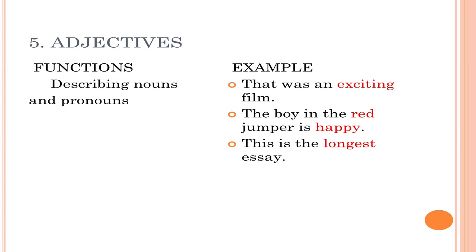Look at these examples. That was an exciting film. Here, the word exciting is an adjective and it is describing the word film, which is a noun, telling us how the film was. It was an exciting film.